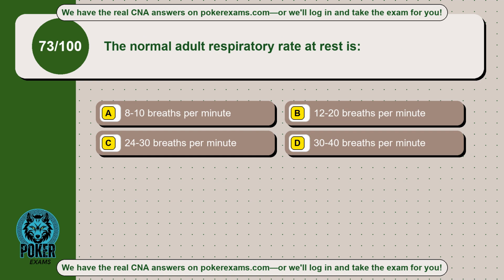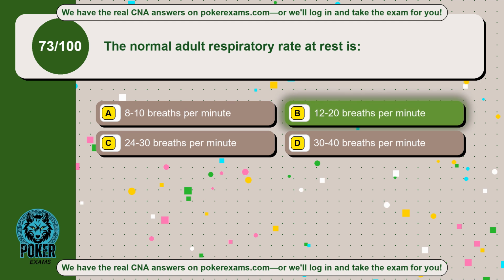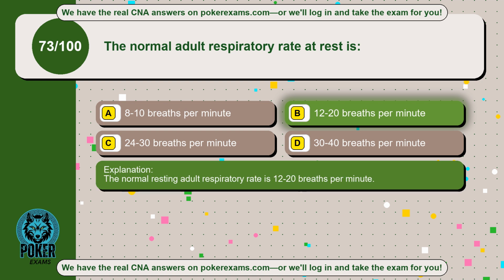Question 73. The normal adult respiratory rate at rest is: Option A, 8 to 10 breaths per minute. Option B, 12 to 20 breaths per minute. Option C, 24 to 30 breaths per minute. Option D, 30 to 40 breaths per minute. The correct answer is option B, 12 to 20 breaths per minute. The normal resting adult respiratory rate is 12 to 20 breaths per minute.